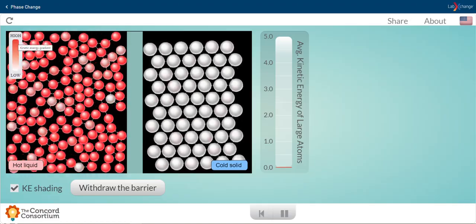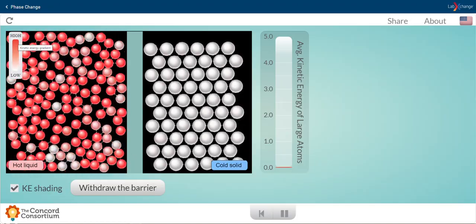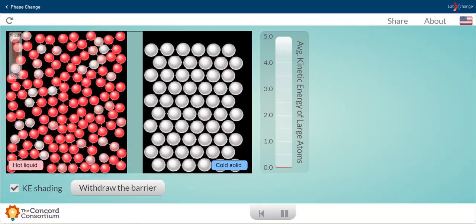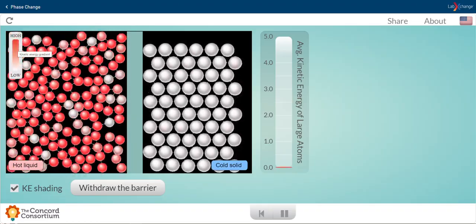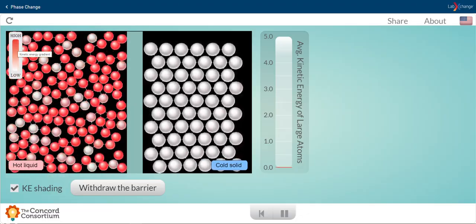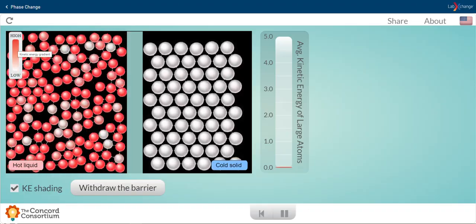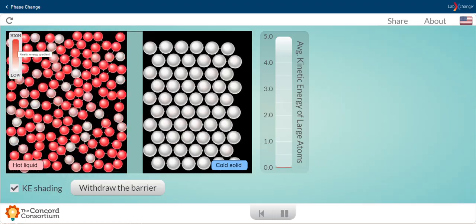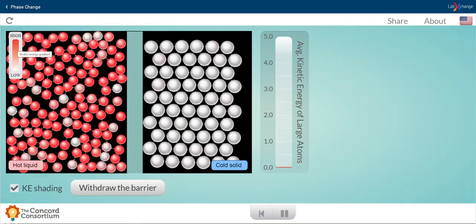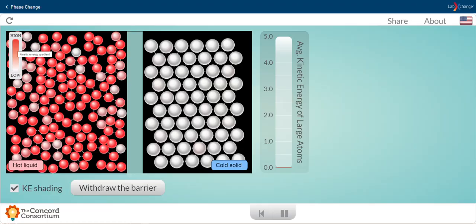So we can see in my hot liquid that I have a whole range of kinetic energies. There's some that have very little, and then some that have a lot. And we see that that kinetic energy is transferred particle to particle whenever they collide with each other. So sometimes a particle with very high kinetic energy will collide with a particle with lower kinetic energy, and they'll transfer some energy, and that lower kinetic energy particle might now be moving faster with more kinetic energy. So we really have a range of kinetic energies, a range of amounts of motion that all the particles have.